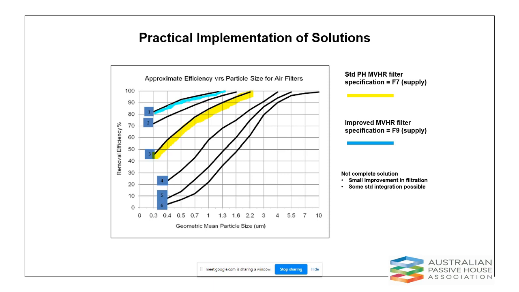If we step up to look at F9, and again, Cameron showed some data for that, but on this chart, it's the blue line, line number 1.